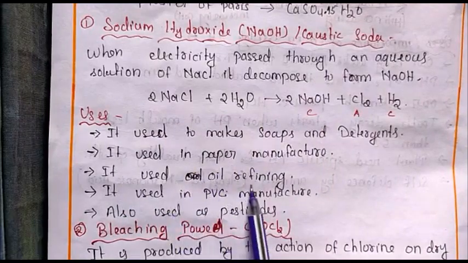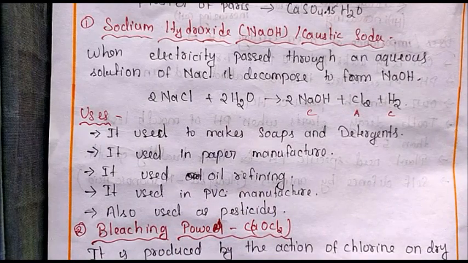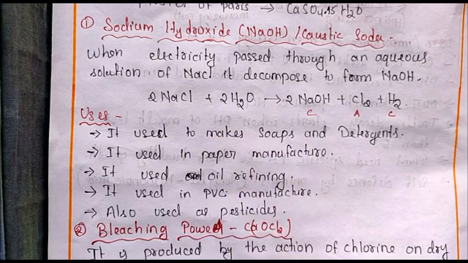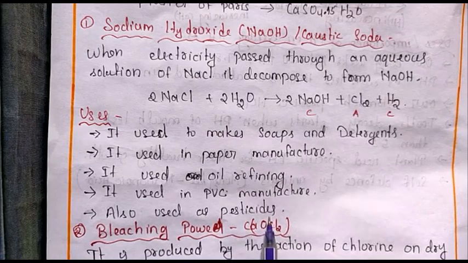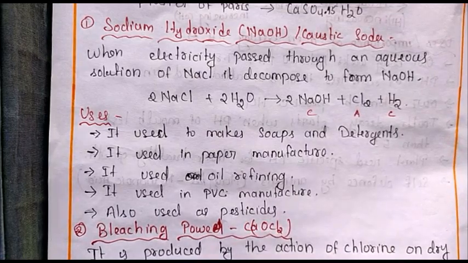It is used in oil refining. As you know, we find crude oil, a mixture of petroleum, diesel, petrol, all this. For refining this crude oil, we can use NaOH. It is used in PVC manufacture. Also used as a pesticide. Pesticides means the medicine we use to kill insects.